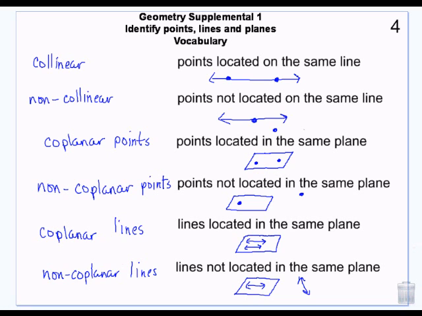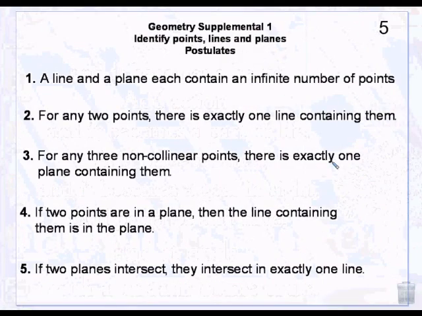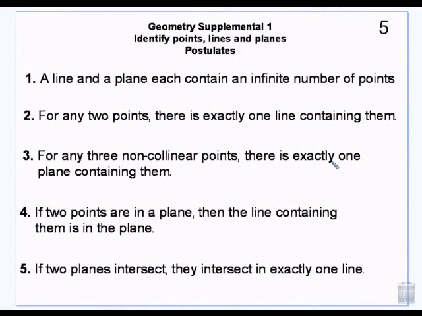Okay, these are geometry postulates. And from our definitions, postulates are statements that do not have to be proven. So we just accept them as true. Okay, so we accept as true that a line and a plane have an infinite number of points in them. We can't draw it, but we accept it as true. You do need these postulates.